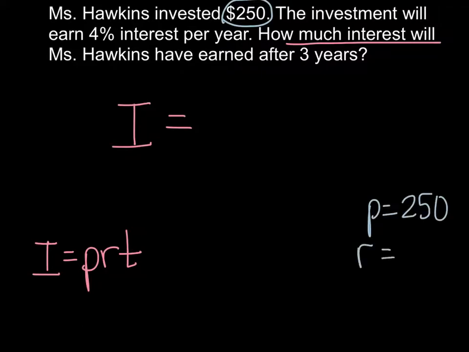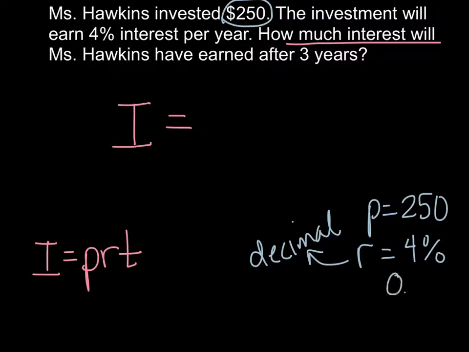The rate is the percent, but here's the catch, folks. This has to be used in decimal form. So 4%, remember, is 4 out of 100. To write 4% as a decimal, I really have to think about doing 4 divided by 100, or moving that decimal place 2 places to the left. So my decimal for 4% is actually going to be 0.04, or 4/100ths. And then the time is 3 years. 3 years I'm good with because it's already in years. I don't have to do anything to change that.